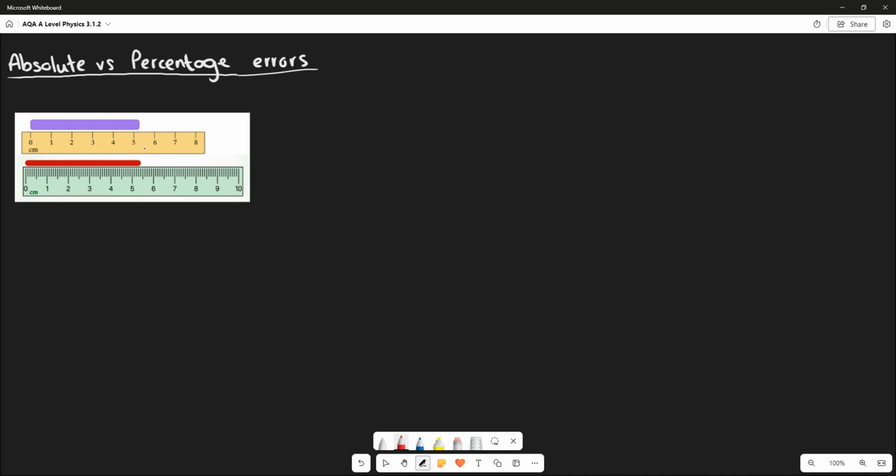Okay, so let's take some measurements using these two rulers. We can see that the length of this object here falls between the 5 and the 6 centimetre marks, but we're unable to say anything with any better accuracy than that. So we would write that as saying, well, we know that it lies between these values. So the way that we record that is by saying, okay, well, we're going to say that it's right in the middle, 5.5 centimetres.